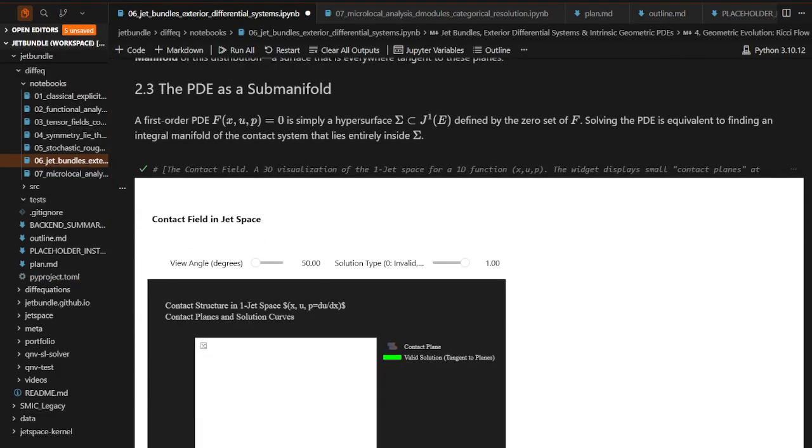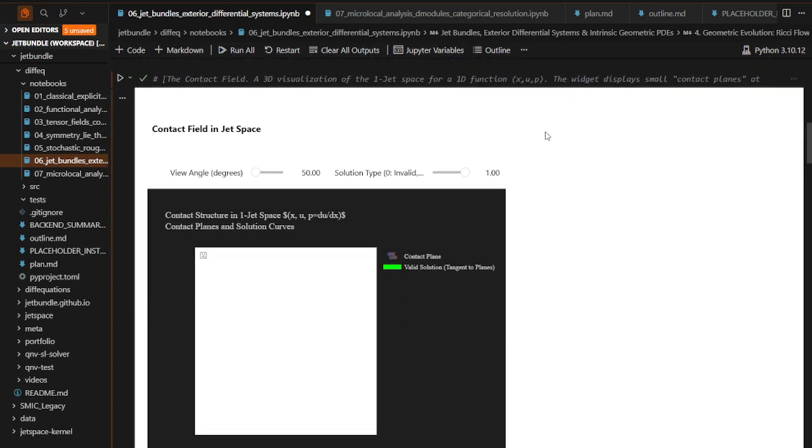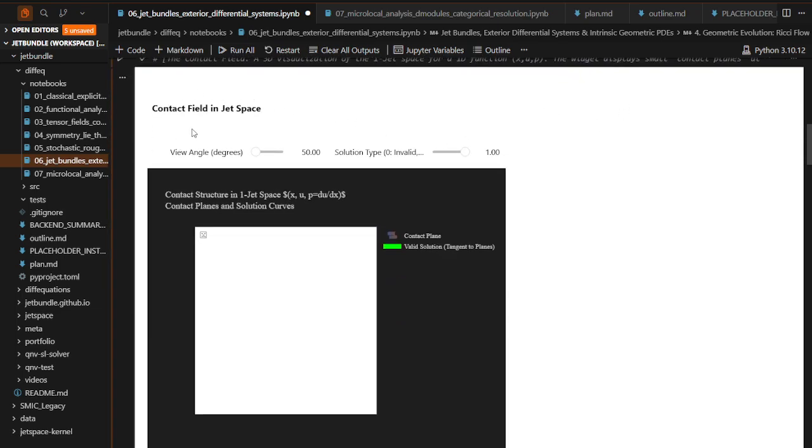So if we take a first order PDE where we have f of x comma u comma p equal to 0, the hypersurface sigma in J1, if we were to solve this, is an integral manifold inside of sigma. And if it's overdetermined, we'll need higher jets, but the contact form itself will persist. So let's look at a contact field in jet space.